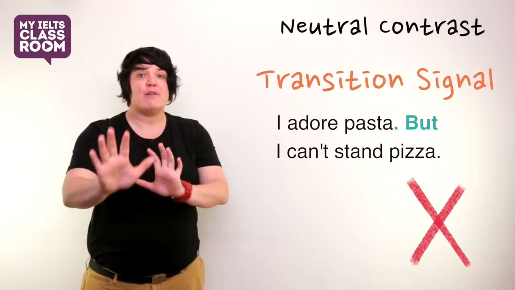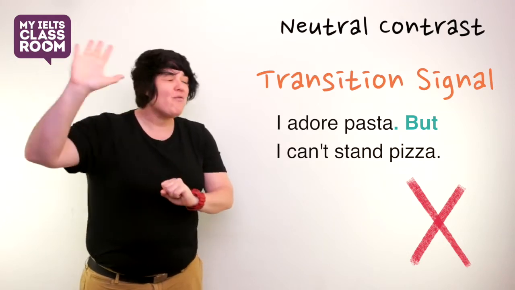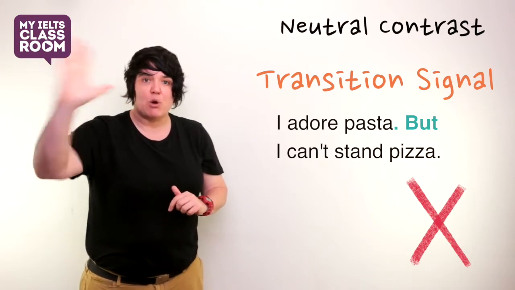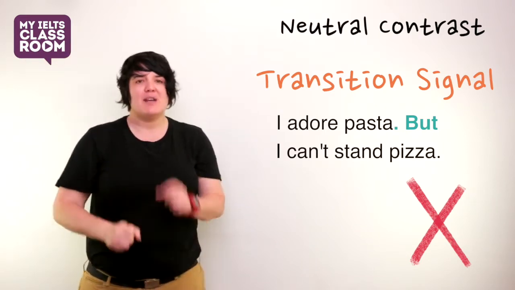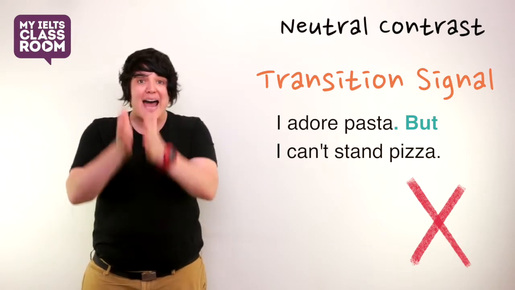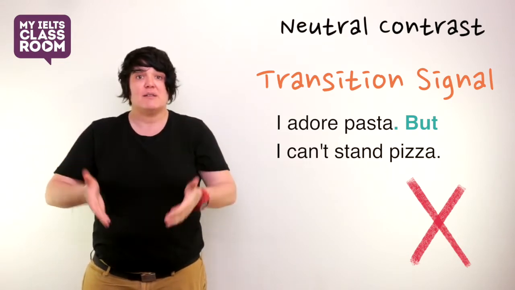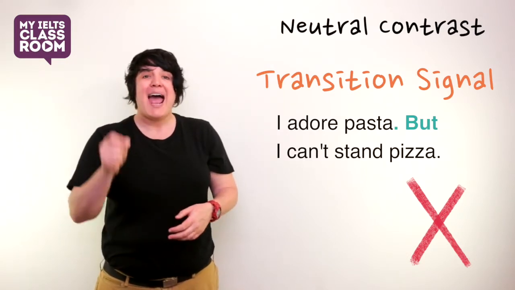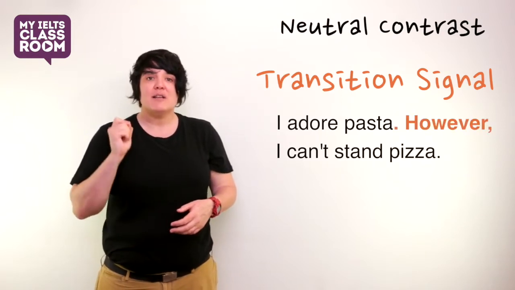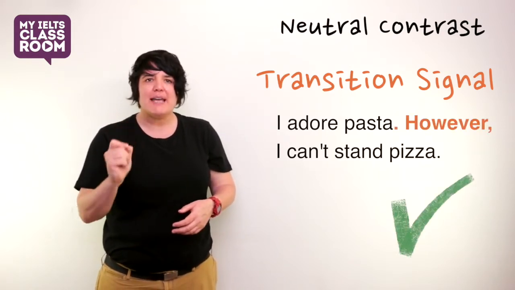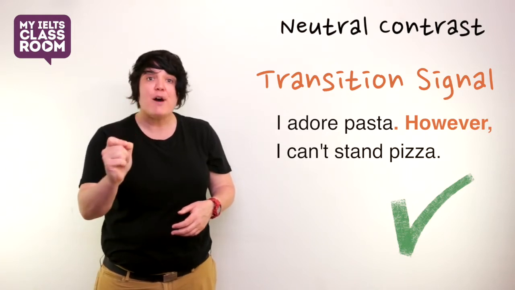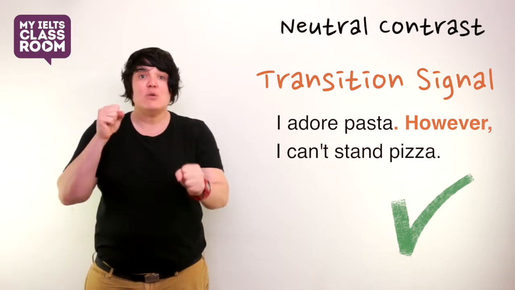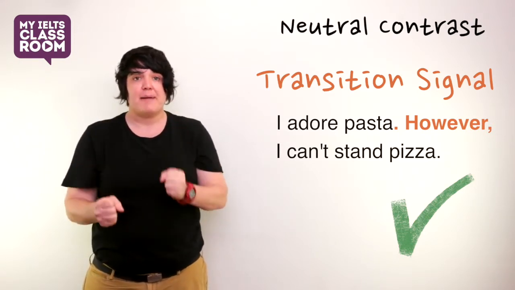Again, don't panic if you don't like grammar. I have got a whole video about transition signals in the essay writing video course. But what's important is that a transition signal allows me to separate these two sentences. So here I could say, I adore pasta, however, I can't stand pizza. However is a transition signal, and however shows me neutral contrast. Simply that these two sentences are not the same.